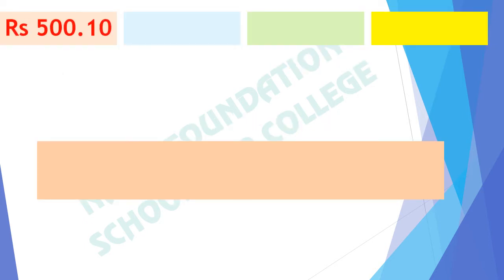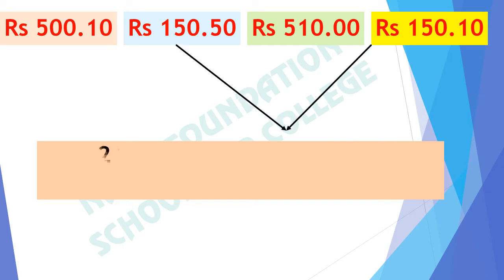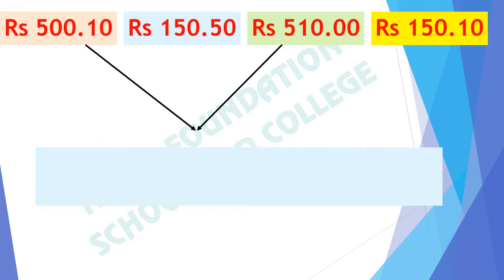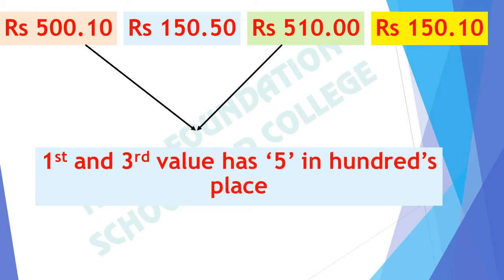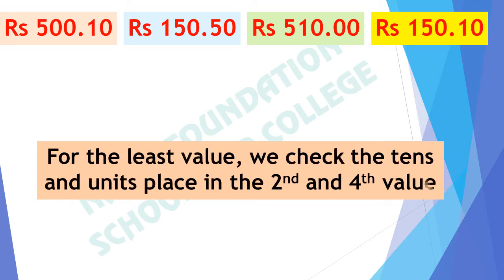Here we have 500 rupees and 10 paisas, 150 rupees and 50 paisas, 510 rupees, and 150 rupees and 10 paisas. Second and fourth value has 1 in hundreds place, whereas first and third value has 5 in hundreds place. For the least value, we check the tens and units place in the second and fourth value.